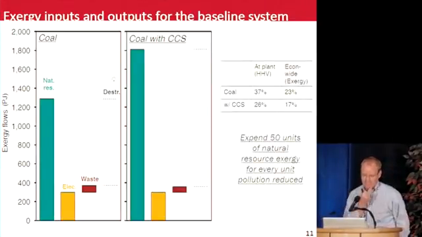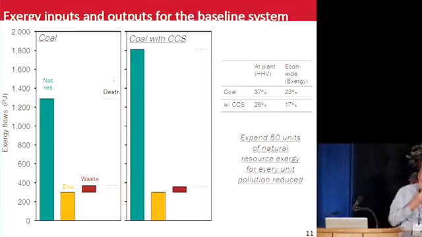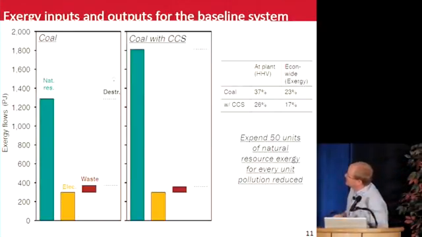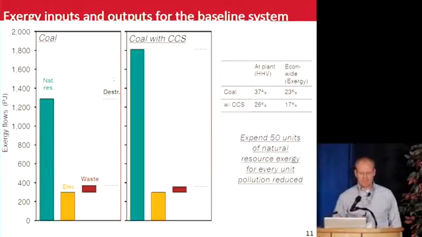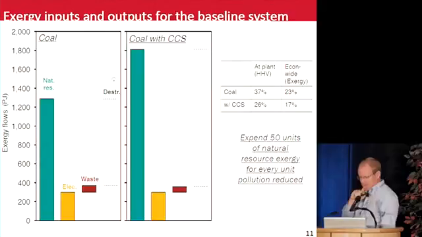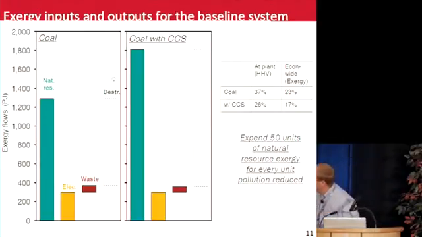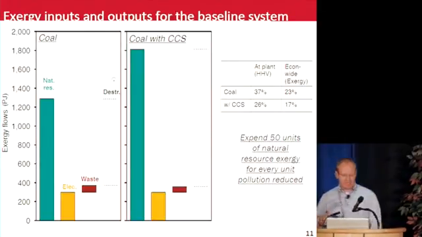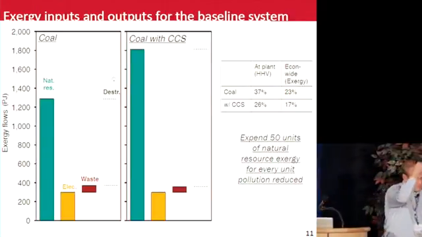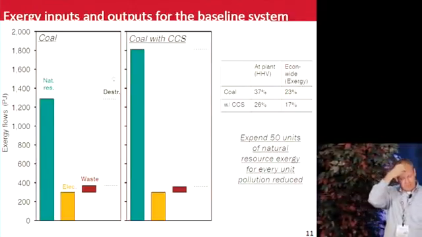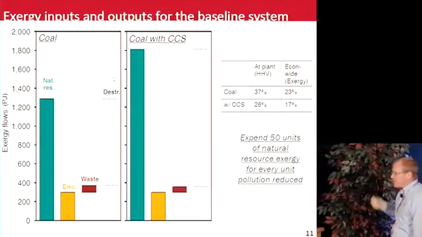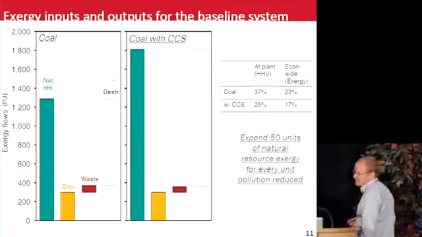We're now going to attach the CCS system to it. What we see here is the required inputs of natural resource exergy increase significantly. The electric output stays the same because it's been normalized, and the waste bar on the right, in the case with CCS, only drops slightly. The at-plant higher heating value efficiency reported in the NETL baseline for coal was about 37%, dropping to about 26% when we add CCS.